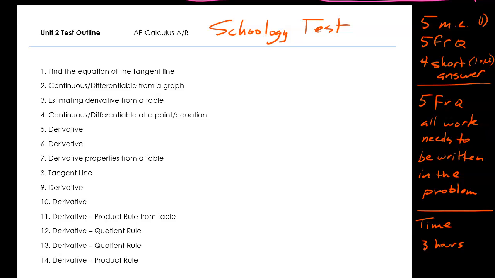Okay, question number 1 on the test is you finding the equation of a tangent line. To find the equation of a tangent line, you need 2 things. You need a slope, and you need a point.